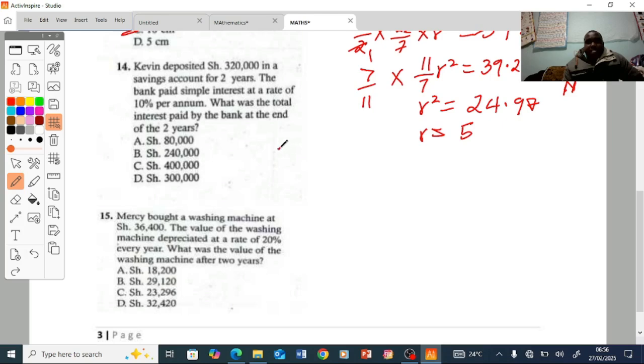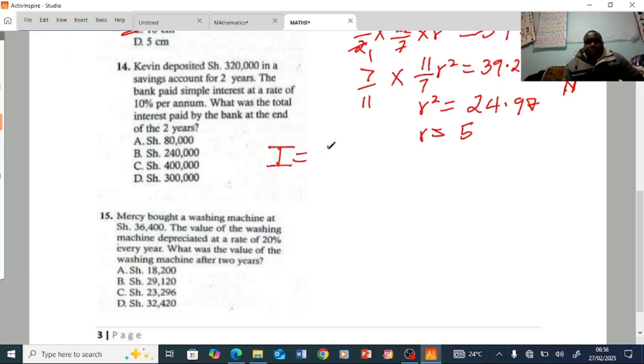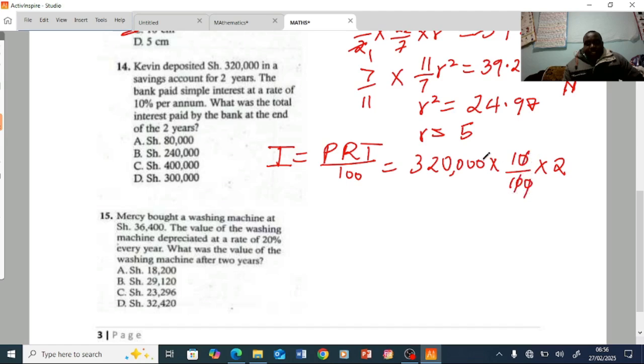We know that interest is equal to principal times rate times time divided by 100. So the principal was 320,000 times rate, which is 10 over 100, times time, which is 2 years. So interest will be 64,000.